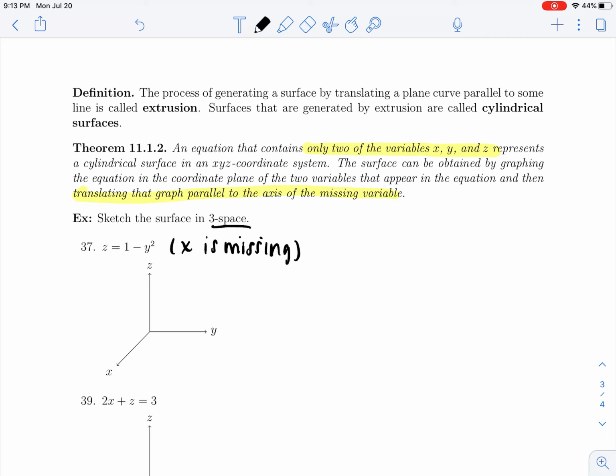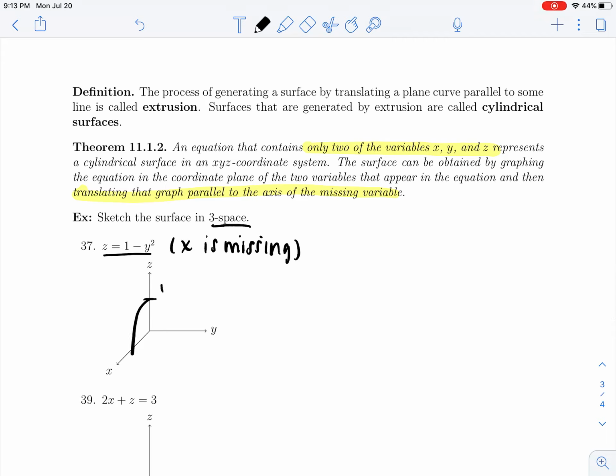So what we're going to do for a moment is say, okay, let's just pretend like the x-axis isn't here. Now, of course, it is there, but for a moment, let's pretend like it's not. What is this an equation of in 2 space? This is a parabola that has been shifted up 1, and then that negative in front of the y reflects it across the y-axis. So just go up 1 on your z-axis, and then sketch a downward facing parabola. All right, this is what it would look like if we were just living in the YZ plane.